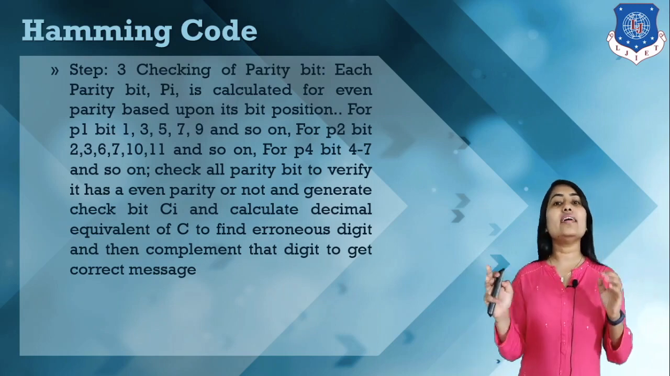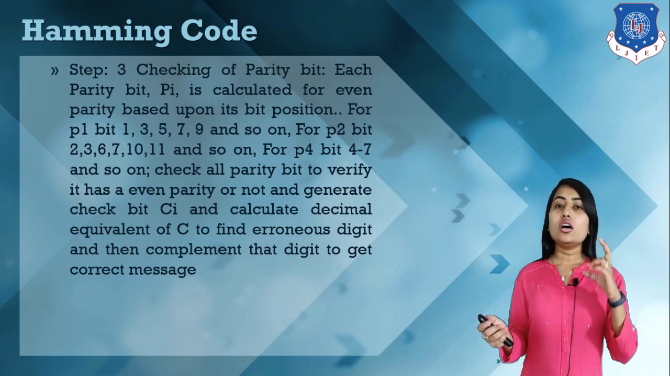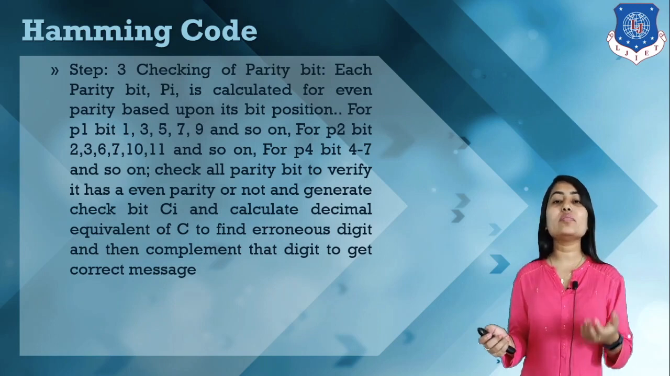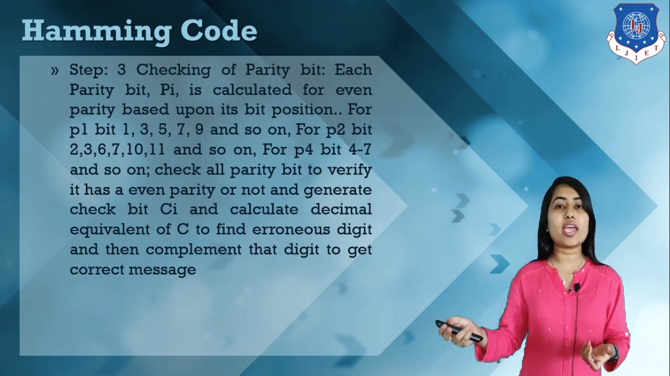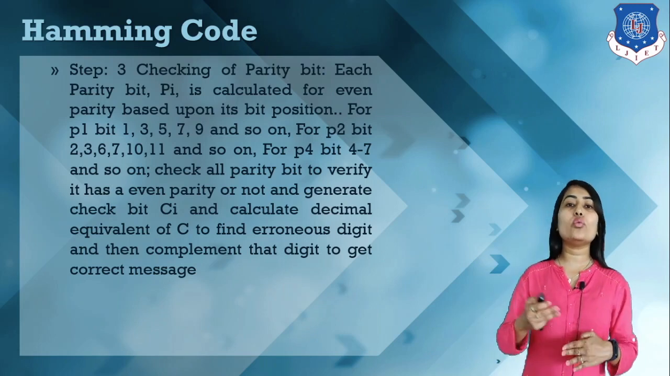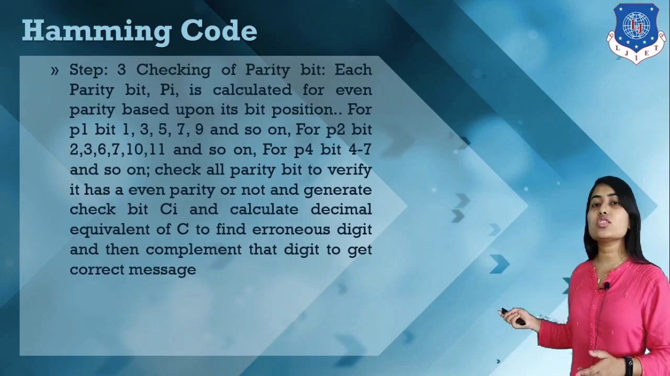At the end we make a decimal equivalent from these check bits, which gives the position of the erroneous digit. Then we can complement that digit so that we have the correct message. So how can we do that? Let's discuss with an example.